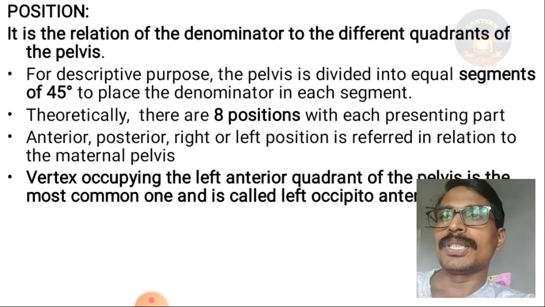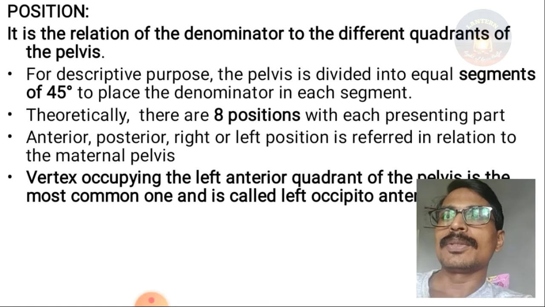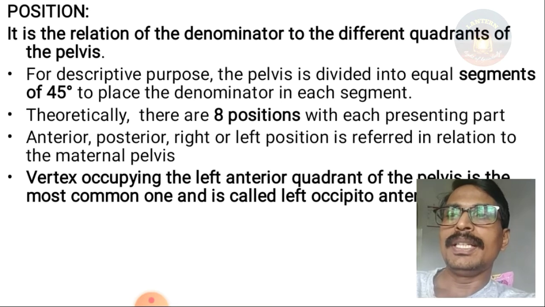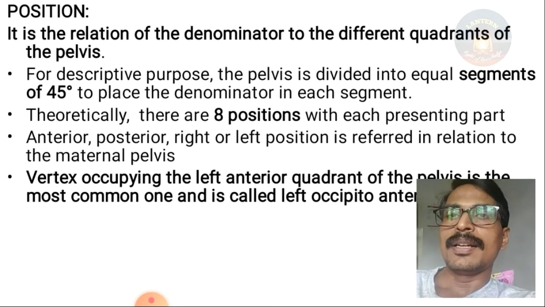And next is position. So what is position? It is the relation of the denominator to the different quadrants of the pelvis. So we have different quadrants of 45 degrees in a maternal pelvis. If it is taken as a circular plane, there will be 8 sections of 45 degrees, and in each area there will be some position.